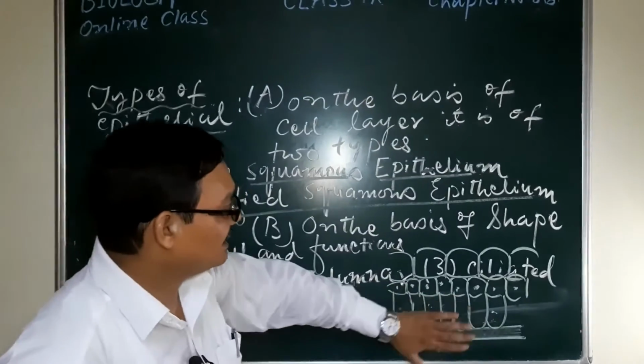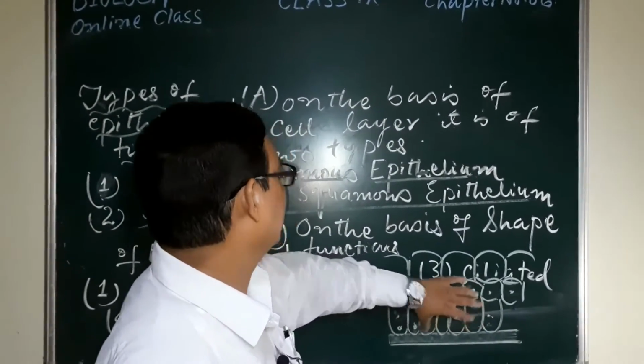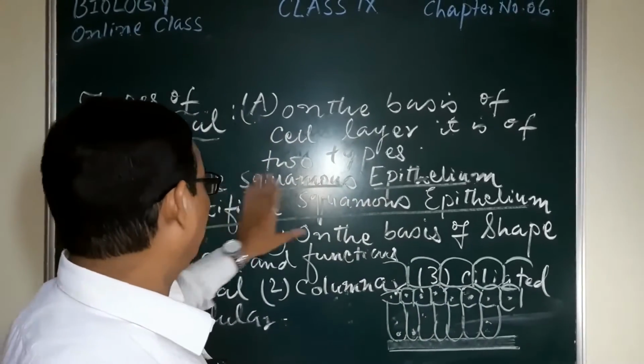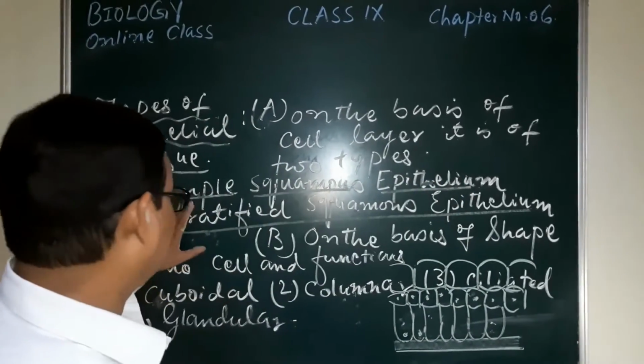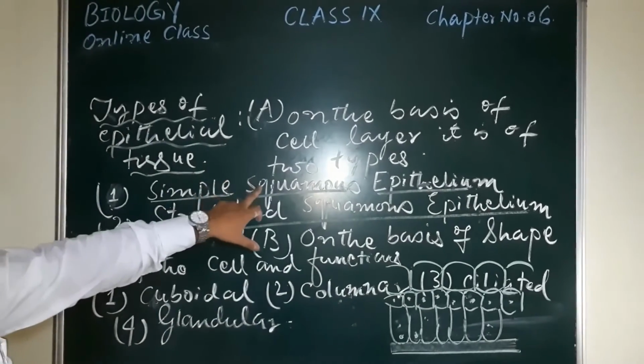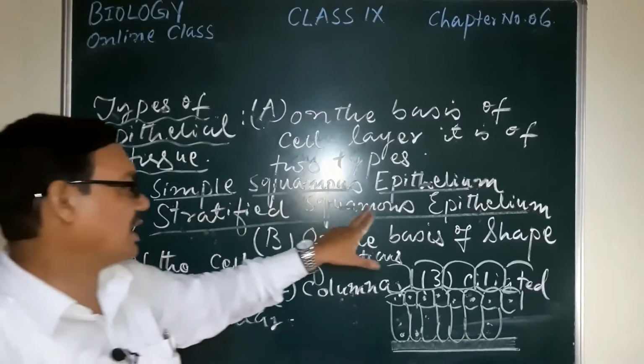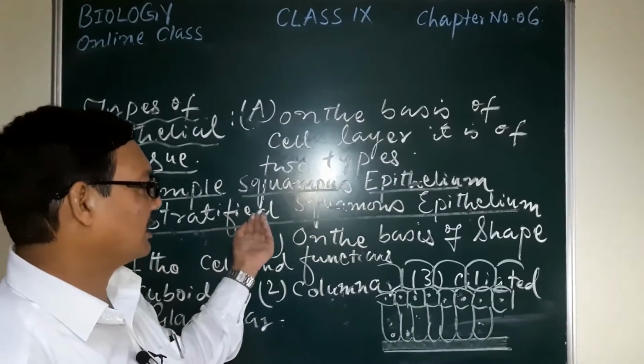So this gives an idea that depending on the number of layers of cells present, it is of two types: simple squamous epithelium and the stratified squamous epithelium. When there is a single layer, it is simple squamous epithelium. When the layer is more than one, it is stratified. It may also be called compound or complex.